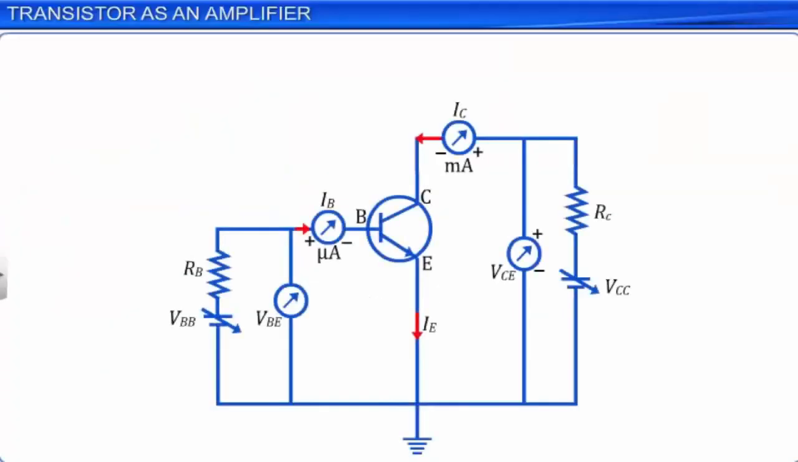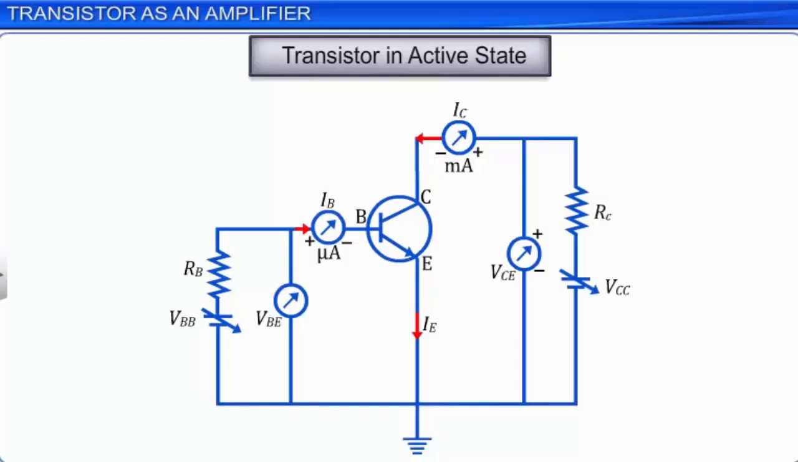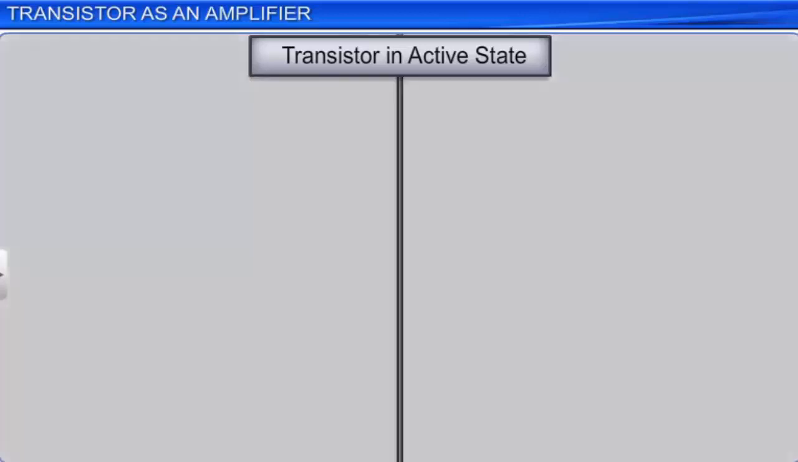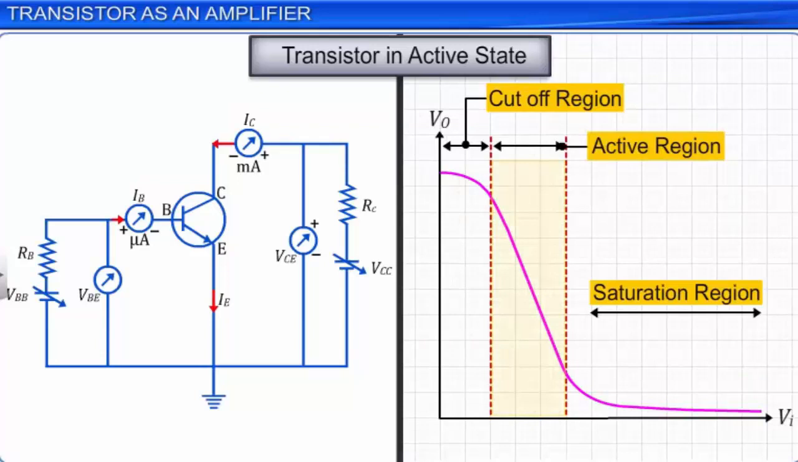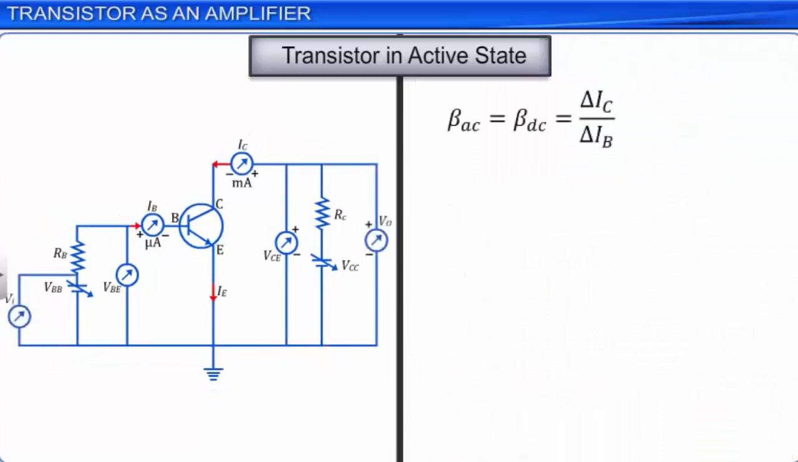You have learnt that when a transistor is in the active state, a small increase in the base current IB causes a large corresponding increase in the collector current IC. Thus, a transistor in the active state behaves like an amplifier. The operating point of a transistor as an amplifier is fixed somewhere in the middle of the active region. We know that the current amplification factor, beta AC, is equal to beta DC, that is equal to delta IC by delta IB. Let this be equation 1.